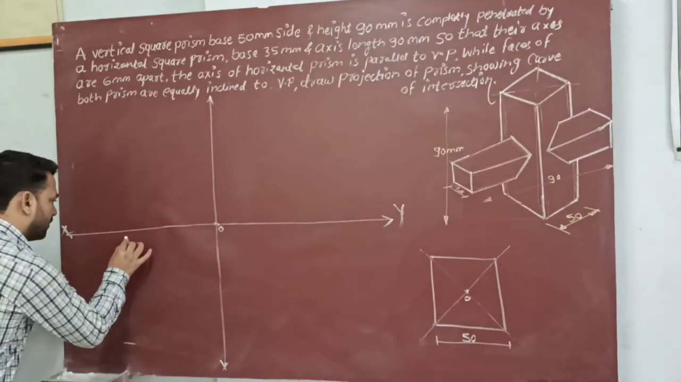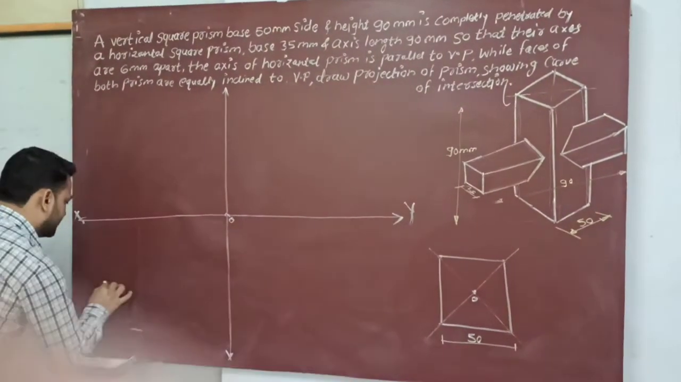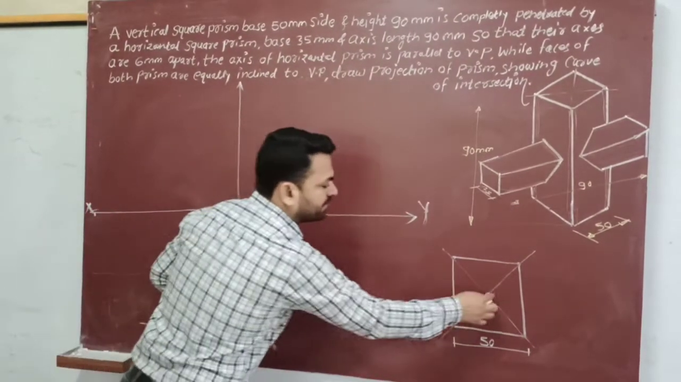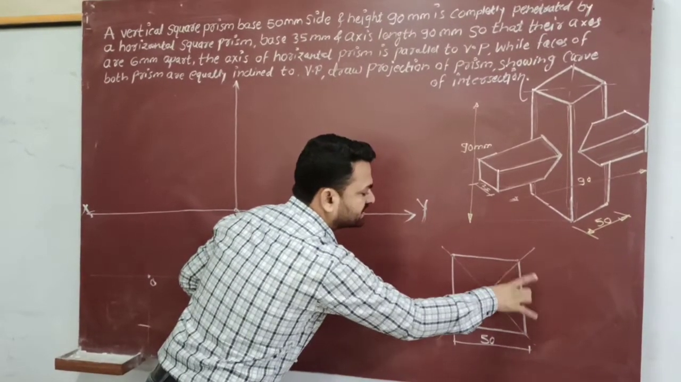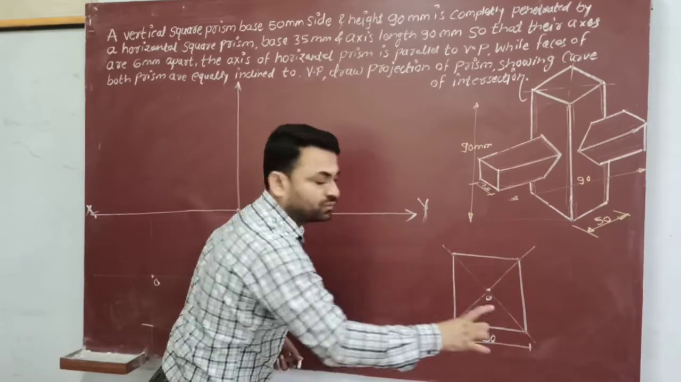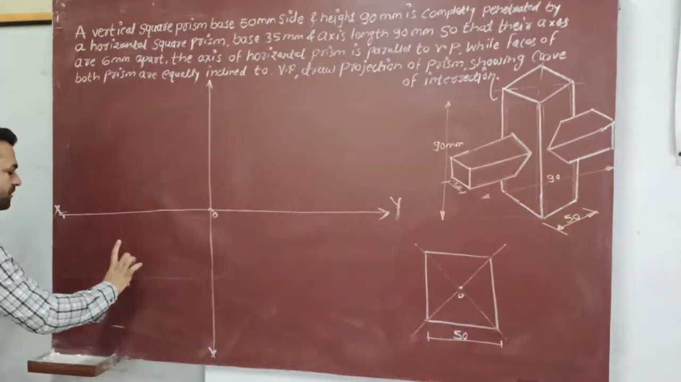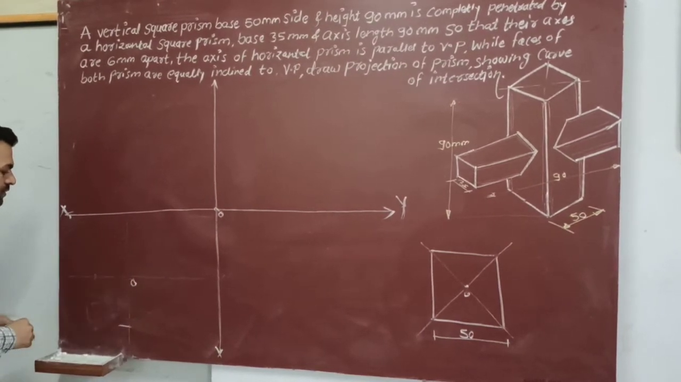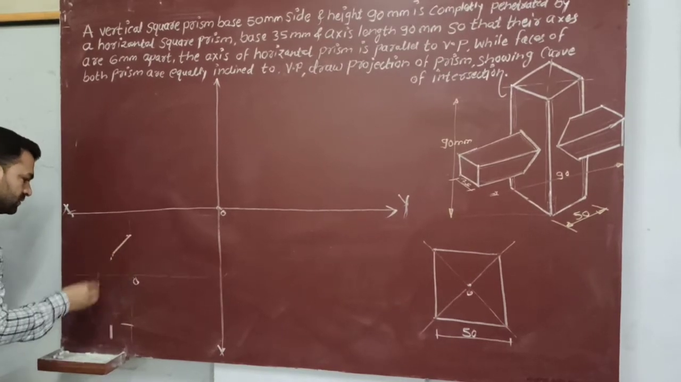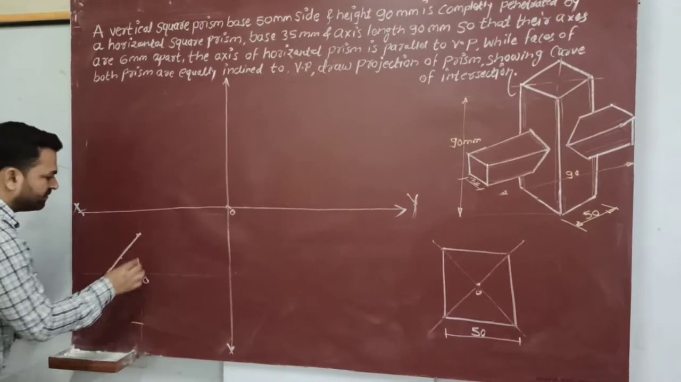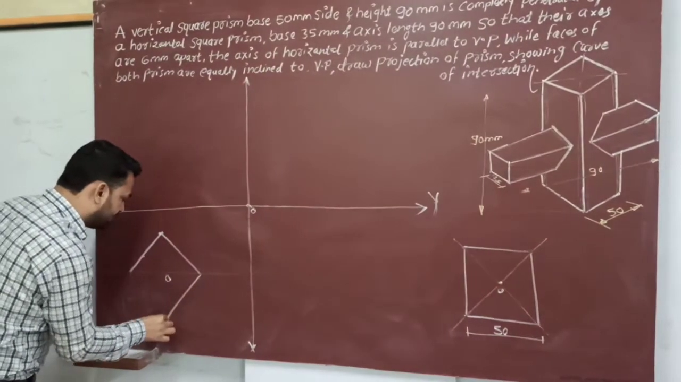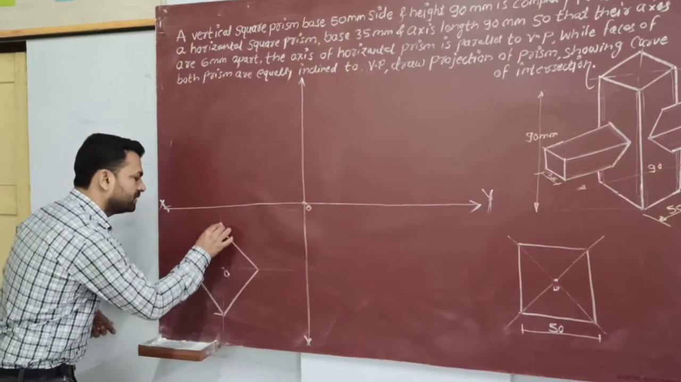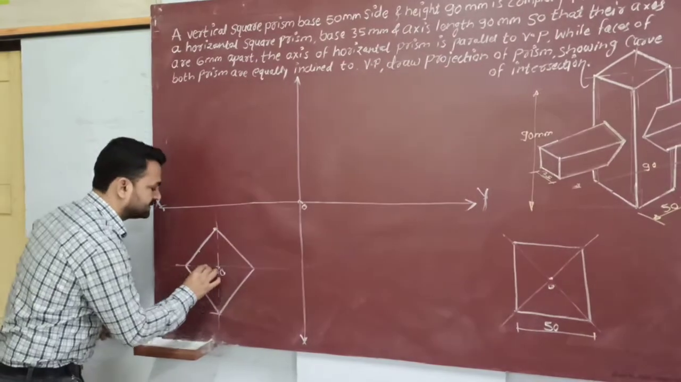Now, how to draw with the condition that all edges are equally inclined. Consider this is the O point. Take this distance in the compass, all are equal. Keep one point of the compass over O and mark points here: 1, 2, 3 and 4. So here we get the top view of the vertical square prism with all edges equally inclined to VP. This is how to draw the condition of equally inclined sides.